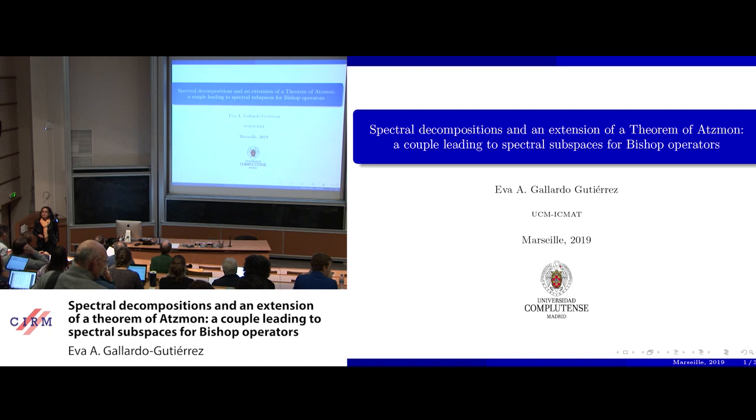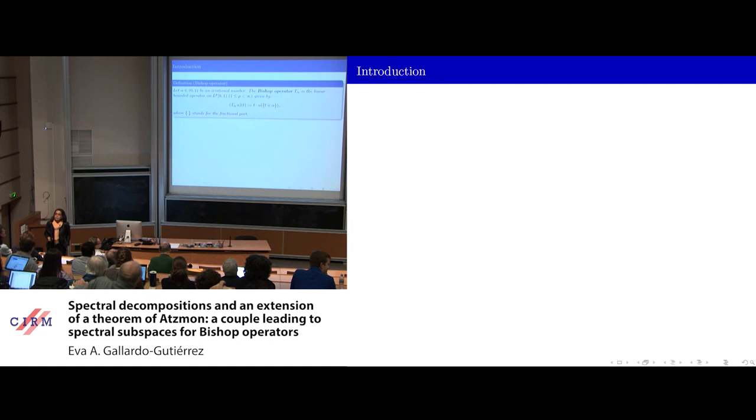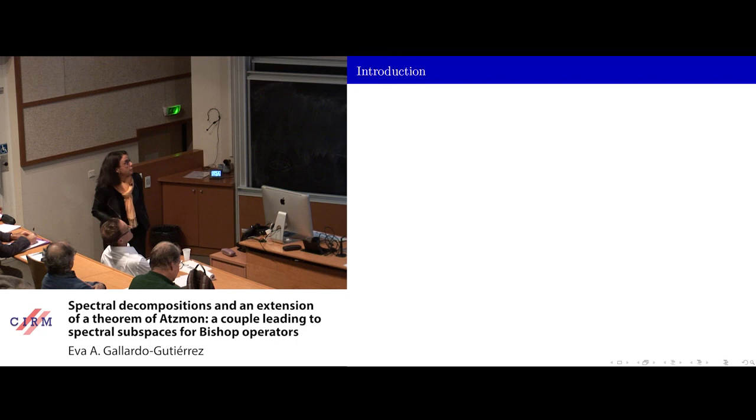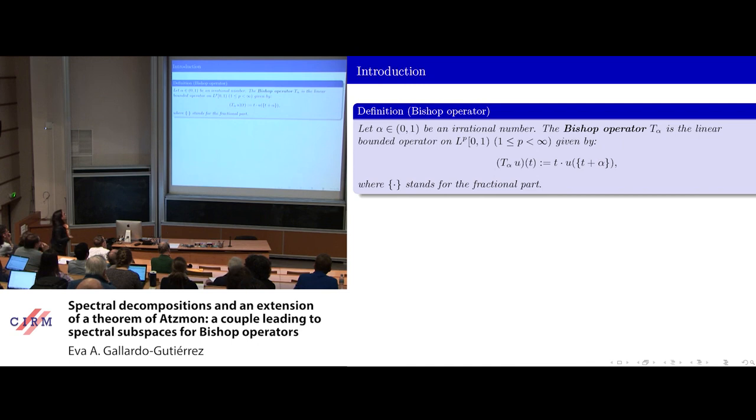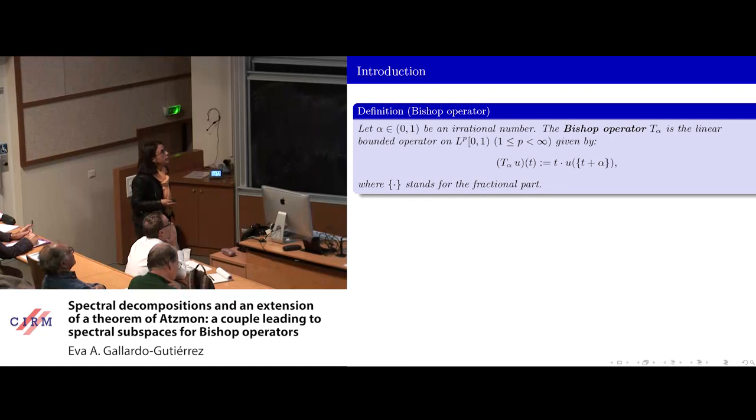These are going to be our main characters today, and those are Bishop operators. Bishop operators are defined as follows. If alpha is an irrational number between 0 and 1, the Bishop operator G alpha acts on LP of 0,1 like the operator that takes any function u to the function u composed with the fractional part of t plus alpha, and then we multiply by t.